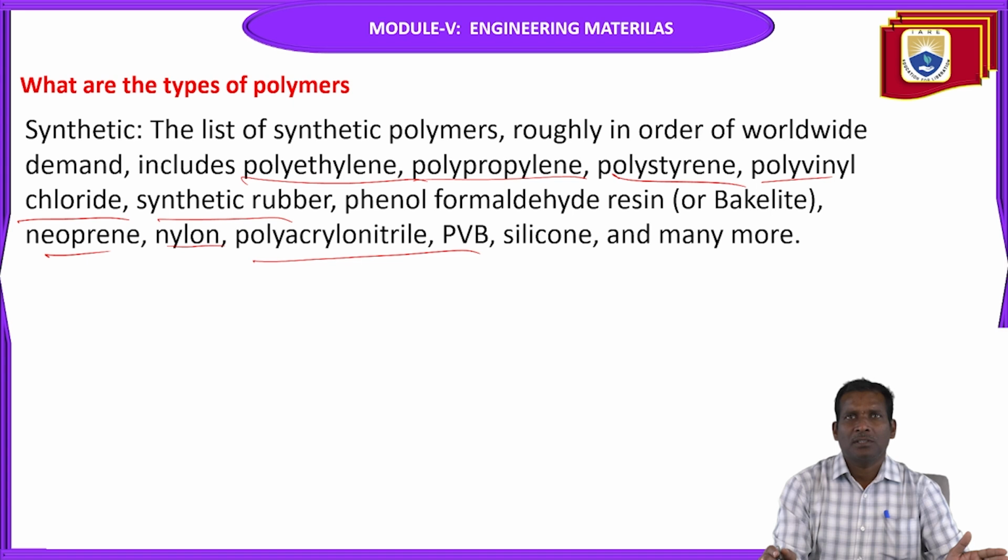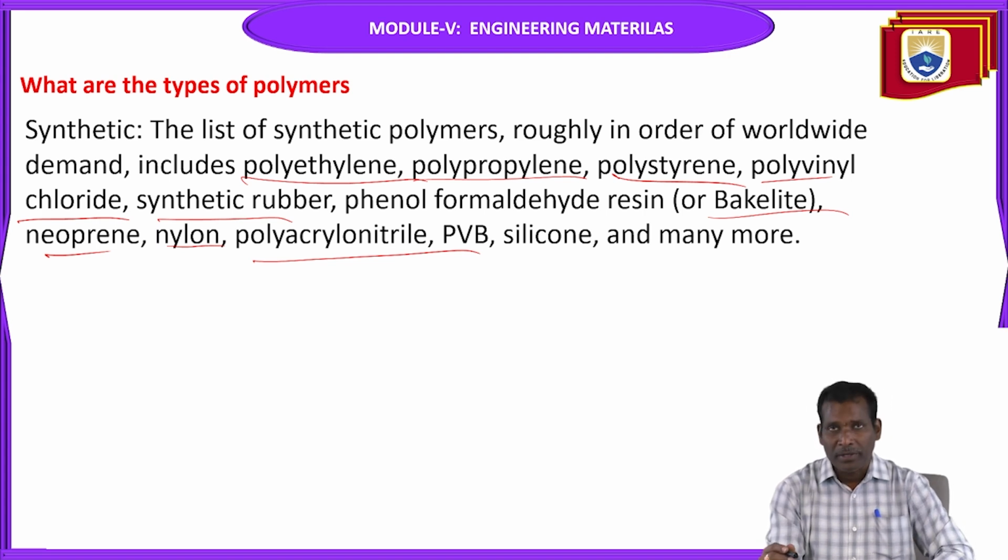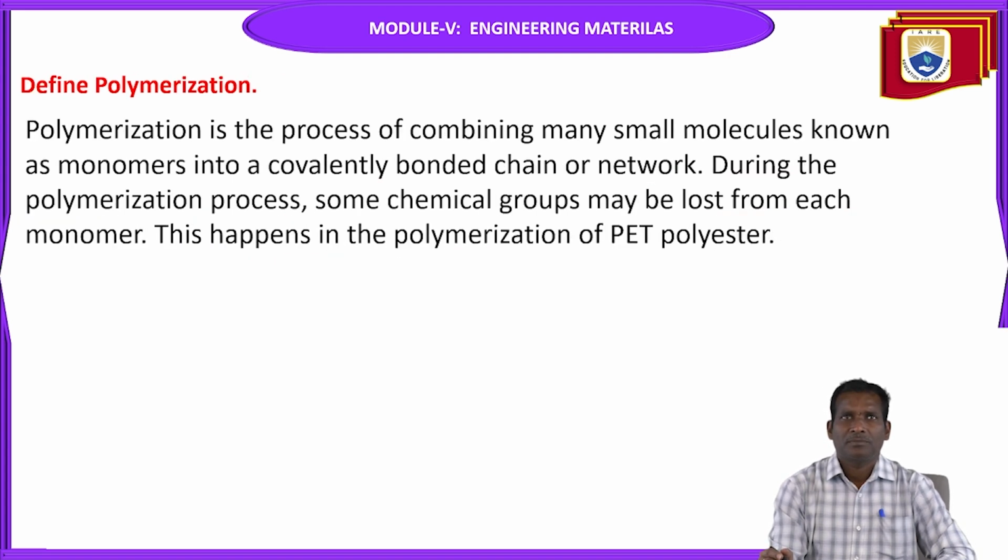Polyethylene and polypropylene are widely used, and phenol formaldehyde resin, known as bakelite, is used in electrical items. For example, switches are made with this bakelite, along with nylon, silicon, and many more materials.